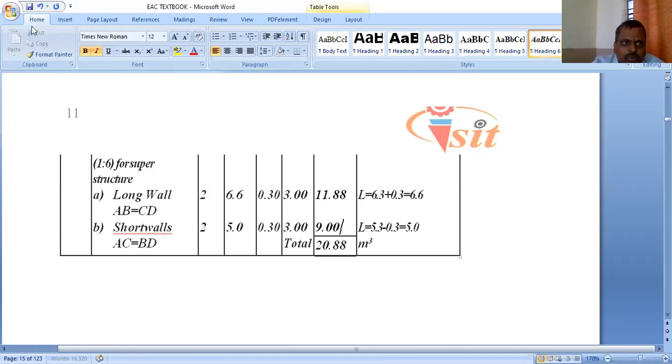In this manner, we have to go on solving the problems as far as center to center distances, PWD method or long wall short wall method. Today we have seen the problems related to a single room. In the next lecture, we are going to see the problems related to 2 rooms. Thank you very much. We'll stop here.